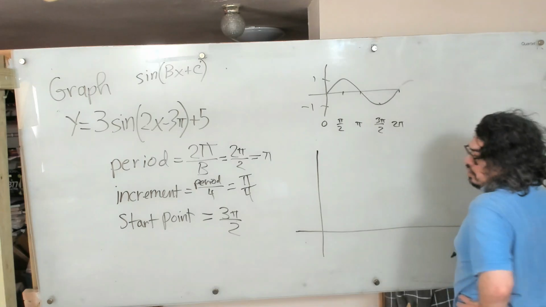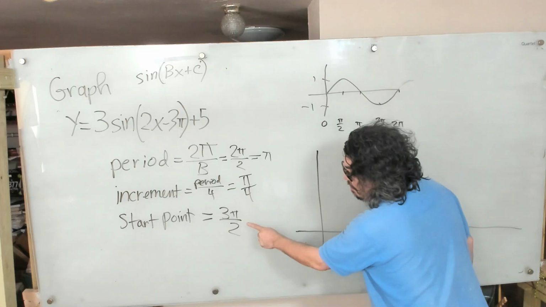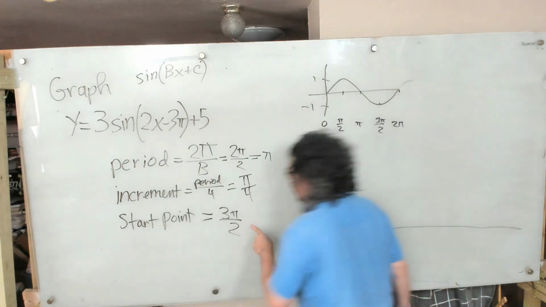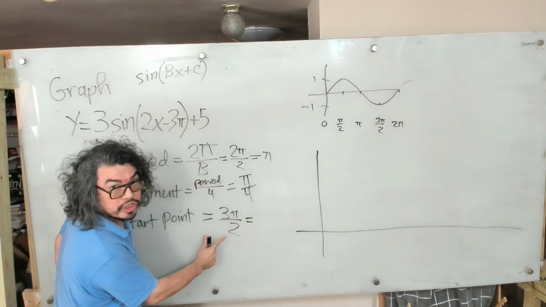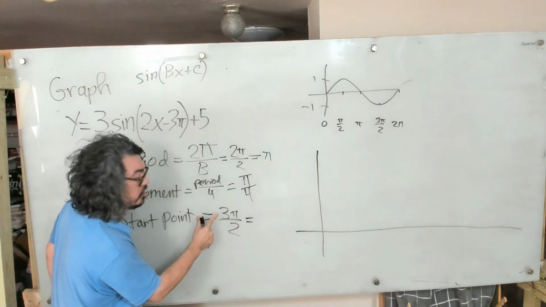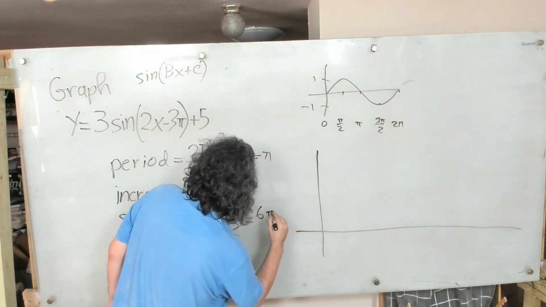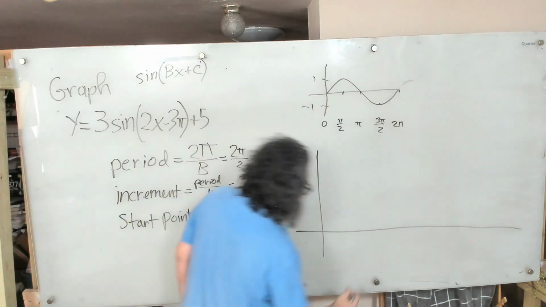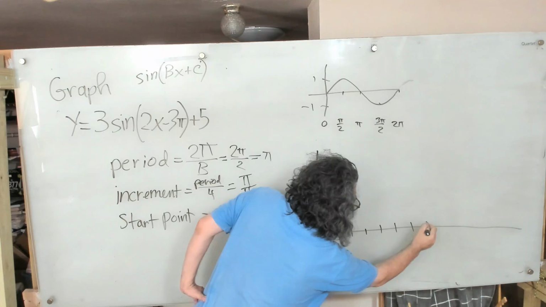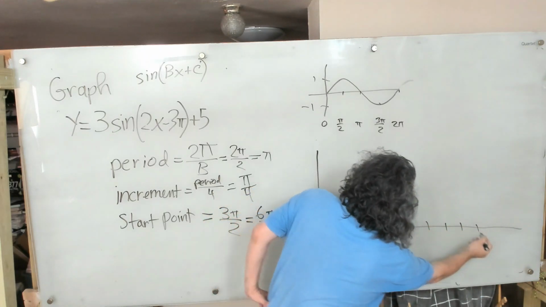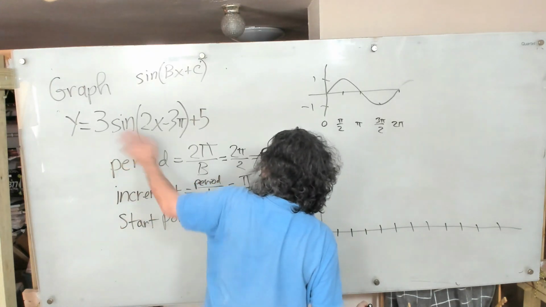Since the increment is in terms of pi over 4, I'm going to make this one in terms of pi over 4 just to make our lives easier. How would I make the denominator 4 without changing the value? Multiply the bottom and the top by the same number, in this case 2. So 6 pi over 4. So 1, 2, 3, 4, 5, 6, 7, 8, 9, 10, 11. Now let's look at these y values.